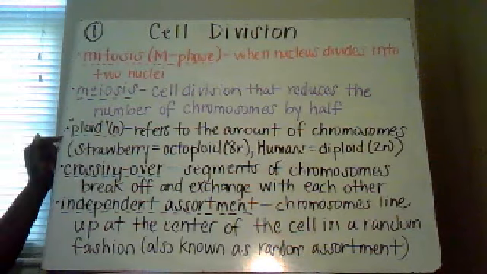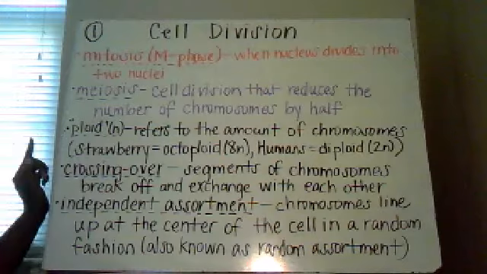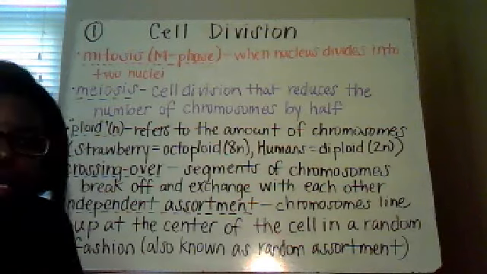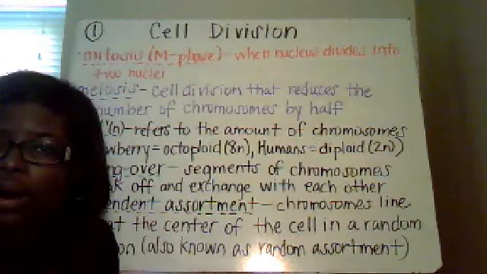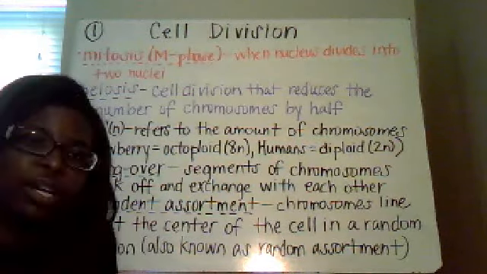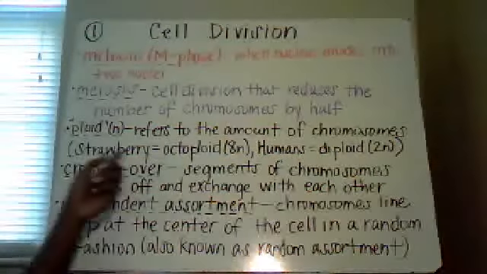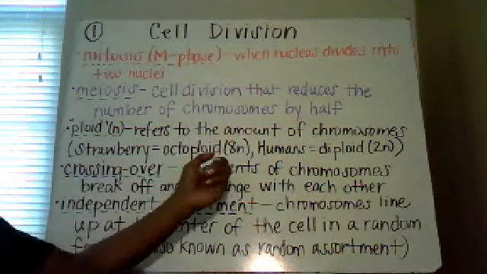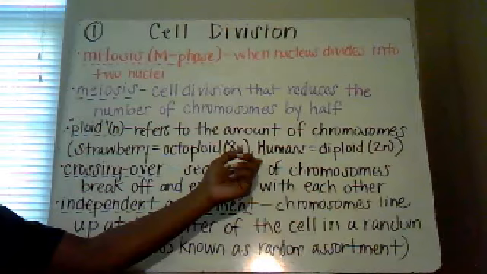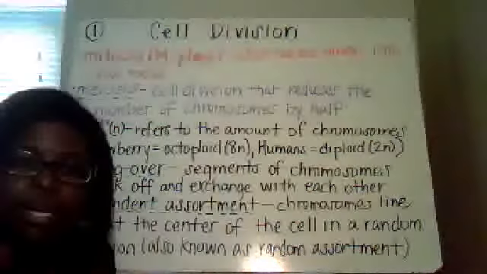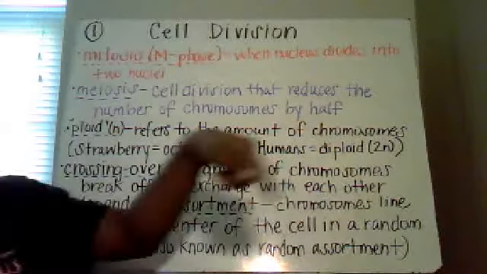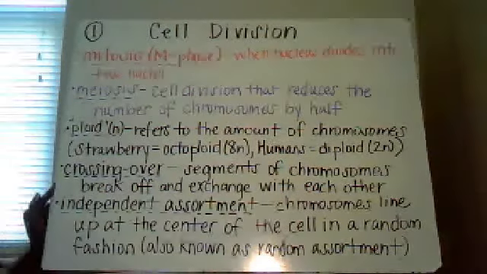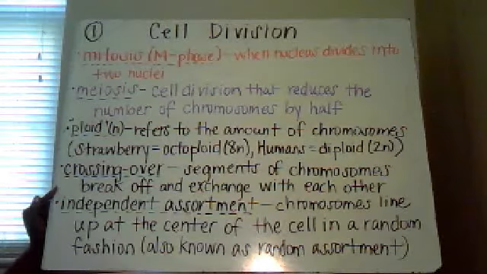Ploid is represented by this lowercase letter n. It refers to the amount of chromosomes. So if you reflect back to that strawberry DNA lab that we did before, your strawberries were octoploid. If you remember what the prefix oct means, which is 8, strawberries are octoploid. That's represented by 8n. Then you have humans. Humans are diploid organisms, so that's represented by di, so 2n.